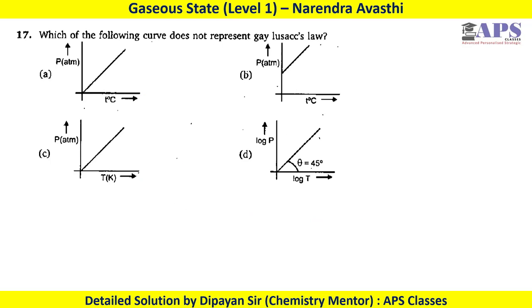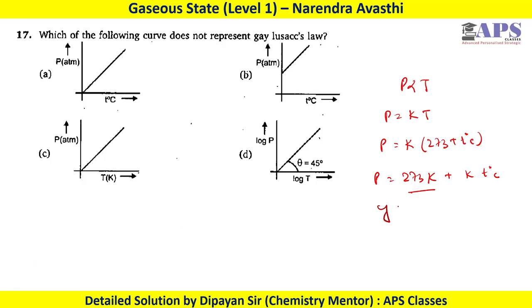For question number 17, for Gay-Lussac's law, P is directly proportional to T. So P equal to KT, and this T is in absolute temperature, so we can write 273 plus T degree centigrade, or P equal to 273 K plus K into T degree centigrade. So this is a constant. So this is a plot of Y equal to C plus M into X, so this is a Y equal to mx plus C kind of plot. So it can't be A because this is a Y equal to mx plot, so it does not represent. In that case, 17 A will be the correct option.